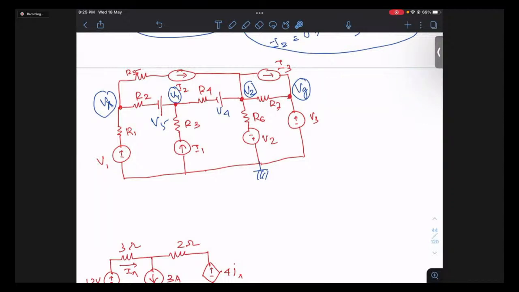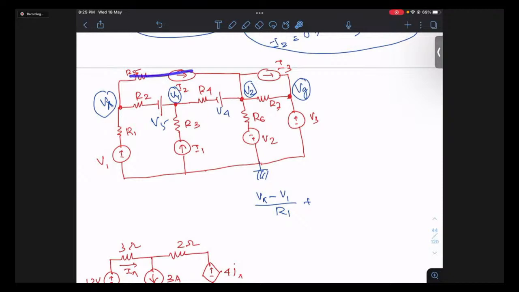So if I say outgoing current, this is the outgoing current direction, this is the outgoing current direction, this is the outgoing current direction. So if I write this at this node, Vx, you get (Vx minus V1) divided by R1, plus... So for this branch I have written (Vx minus V1) by R1.